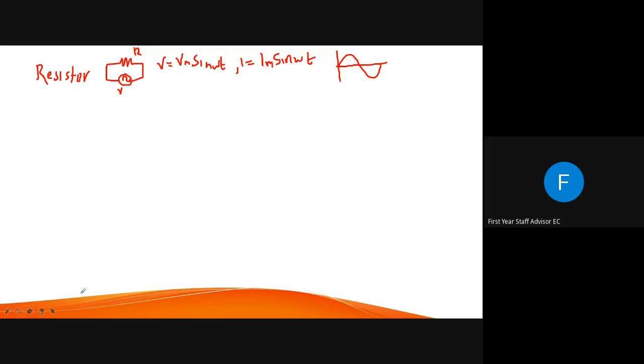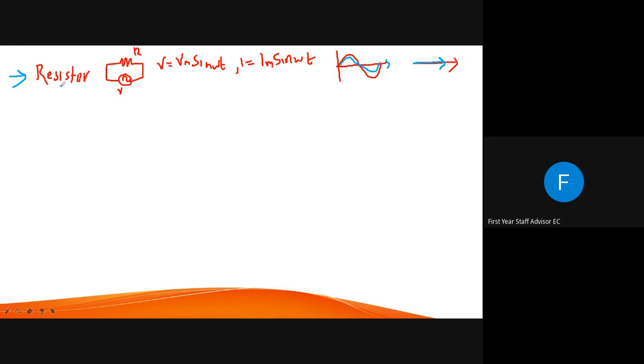That was the reason, because there is no phase difference between current and voltage. We have also drawn the phasor diagram, and there also there is no phase difference. This is how we have learned the analysis of AC through a resistor.